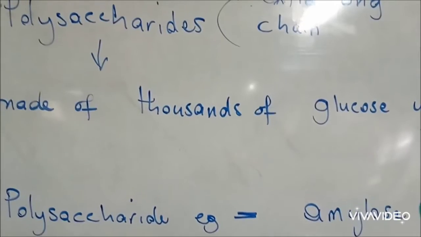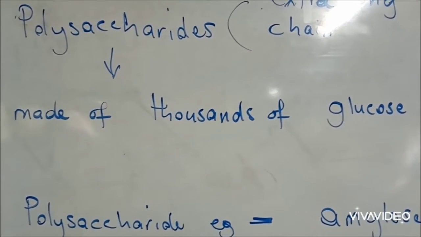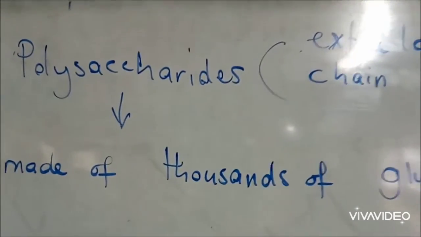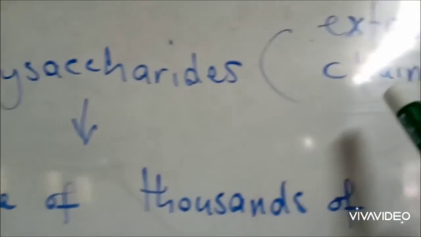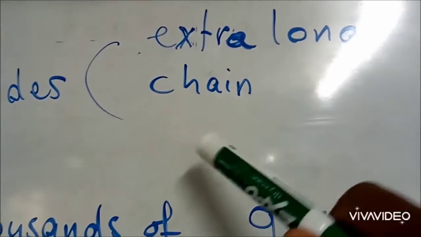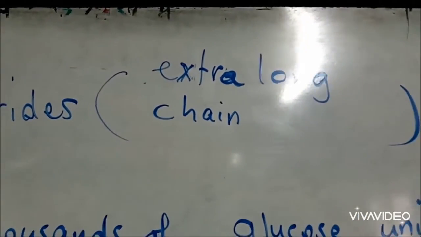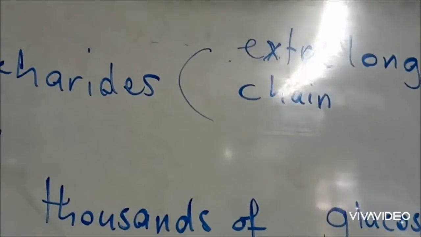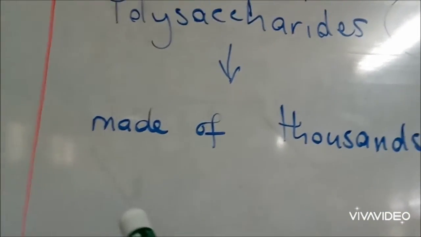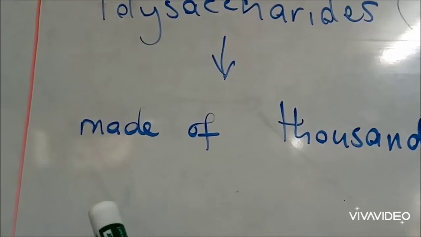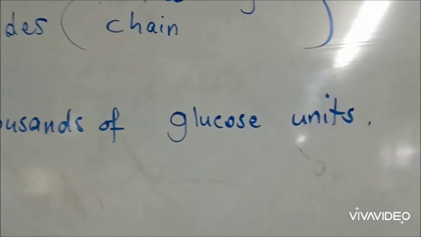Alright, so we looked at monosaccharides now, and we looked at disaccharides, and now we move into polysaccharides. First thing with polysaccharides, I want you to understand that this is extra long. I'm just being extra when I say that. Extra long. These are large units of glucose. To be even more extra again, we say it's made up of thousands of glucose units.